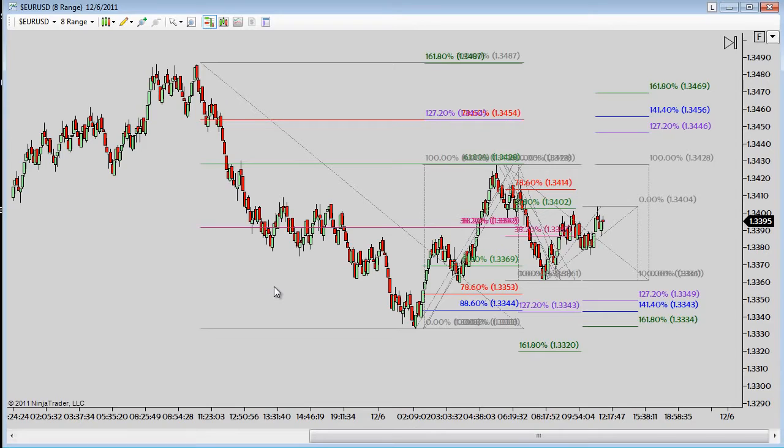Now, if you're looking at this chart going, holy smokes, that looks like a mess, don't worry about it, because it gets messy as you start doing it. But basically, all I wanted to do was make sure that all the ratios lined up correctly no matter what the market decides to do. And I'm going to show you a couple of trading opportunities that exist right now on this 8 range bar.